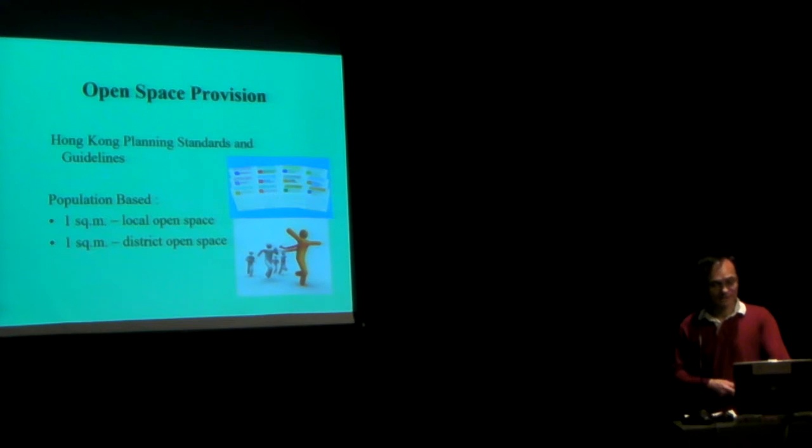Going back to the provisions, yes, we have left foot and right foot. So at the end, you've got 1 square meter on the left foot and 1 square meter on the right foot. It works out like this: 1 square meter of open space for local open space, and 1 square meter for district open space.